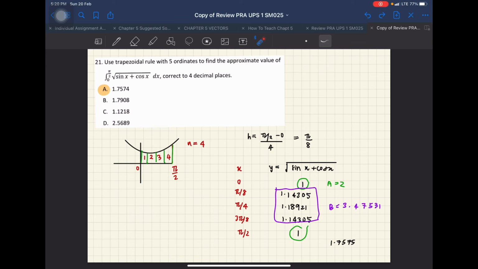Question number 22 I did not discuss because basically it asks about when we should stop when using the iteration method. So the answer is A, when you have 2 consecutive values, so you get 2 values that are the same consecutively.